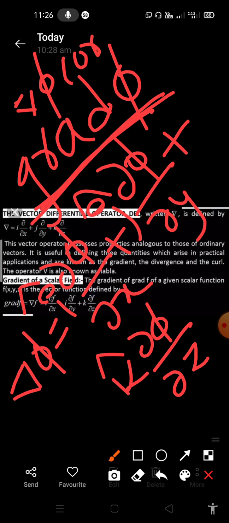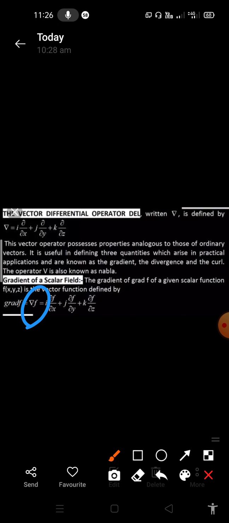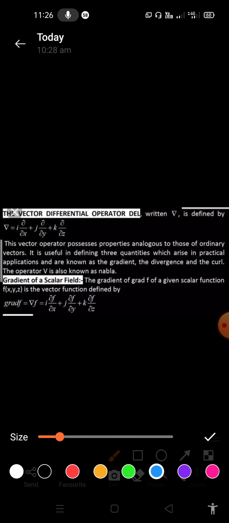Now the next topic is divergence of a vector field. Before going to the next topic, see here in this image the gradient of a scalar function. I have taken the scalar function as f of x, y, z. Then grad f equals del f equals i ∂f/∂x plus j ∂f/∂y plus k ∂f/∂z. This is the gradient of a scalar field.